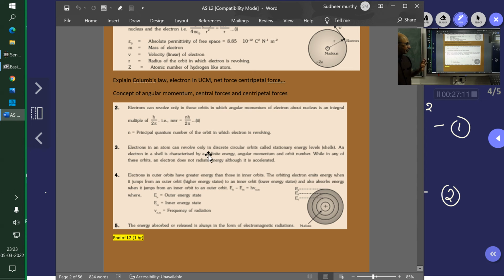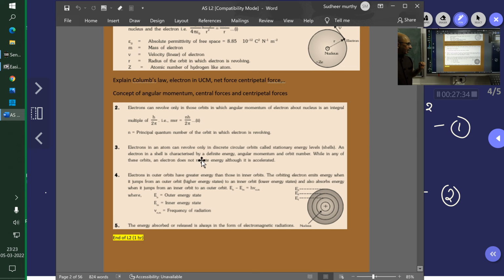So electrons in an atom can revolve only in discrete circular orbits called stationary energy levels. Why stationary? Because the energy of this is fixed. The energy of the electron, as long as it is moving in this orbit, is fixed, and it is not radiating. That is why he is using the word stationary energy levels.